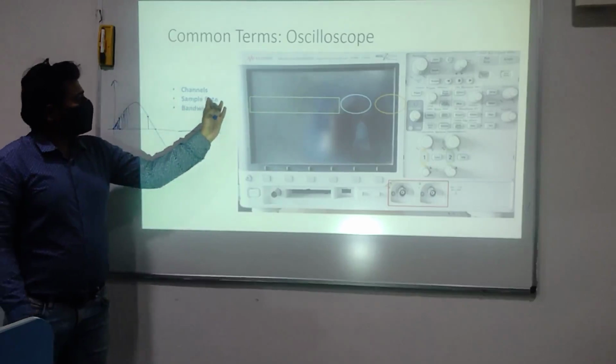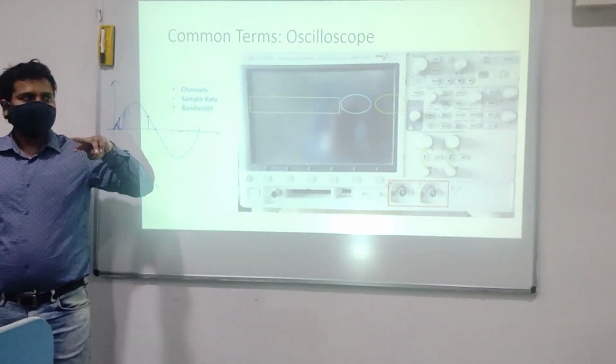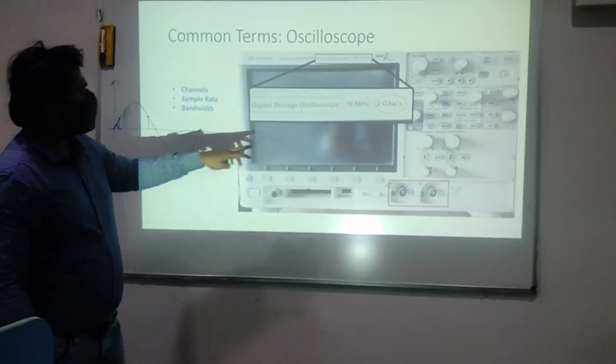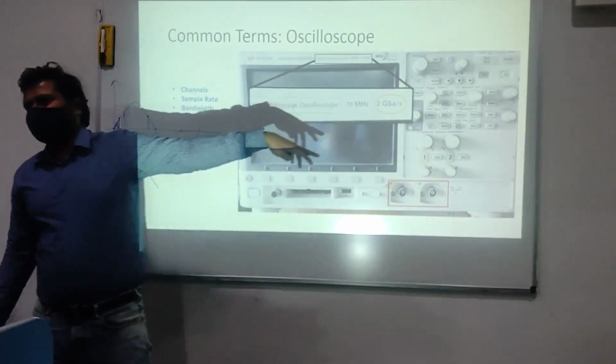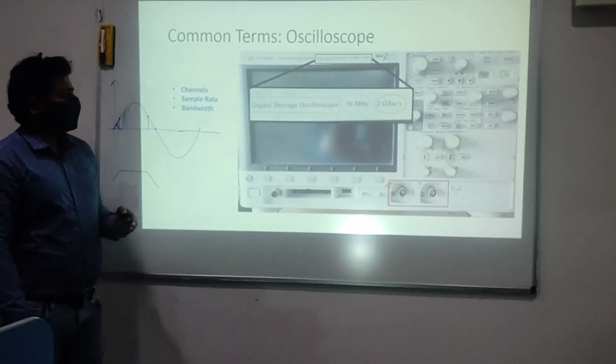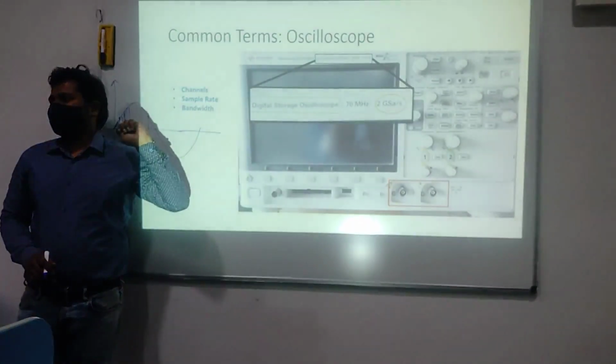So what is the sampling rate we have with these oscilloscopes? Samples per second. So here, we have 2 gigasamples per second. Okay, and believe me, this is quite a high sampling rate. Okay. Then the next thing is bandwidth.